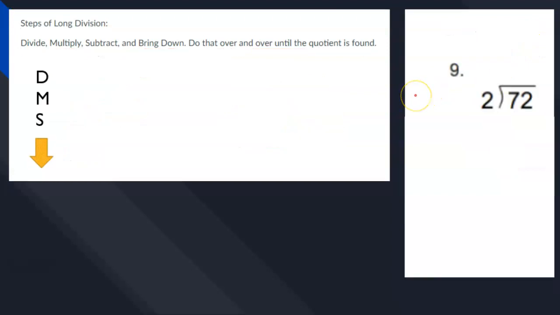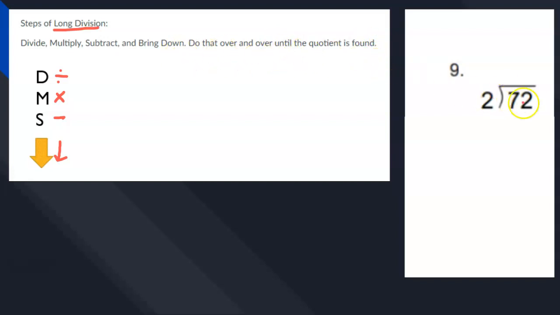Let's do one more. Divide, multiply, subtract, and bring down. Do that over and over until your quotient is found. They don't call it long division for nothing. So far we're just doing 2-digit by 1-digit. Wait till we do 3-digit by 1-digit, or 4-digit by 1-digit, or 4-digit by 2 digits. It will get even longer. So let's get the basics of these down before we get to some of those harder divisions.